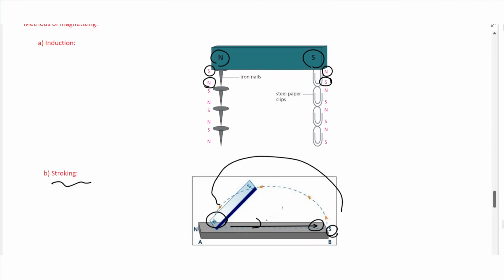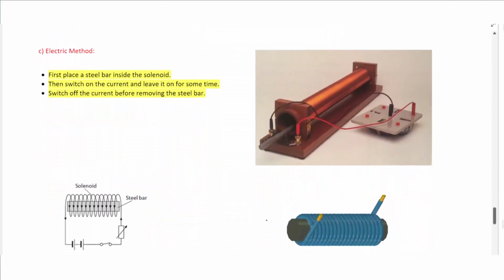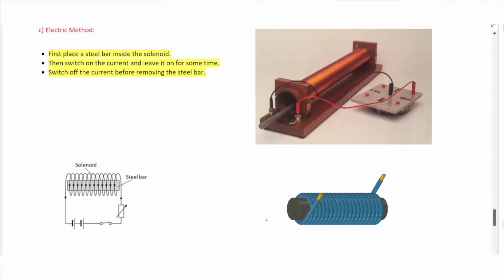If you want a strong magnet, you use a solenoid connected to a direct current supply. You place the steel bar inside the solenoid, switch on the current, then switch off the current. The steel will become magnetized. If you use an alternating current, it will still be magnetized, but not as strong as with a direct current.